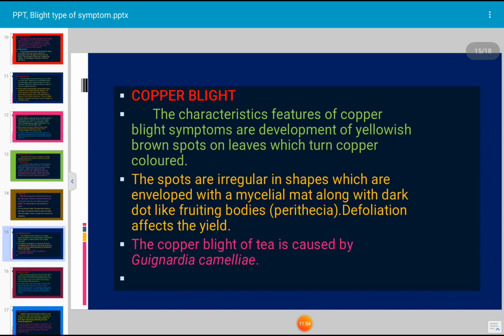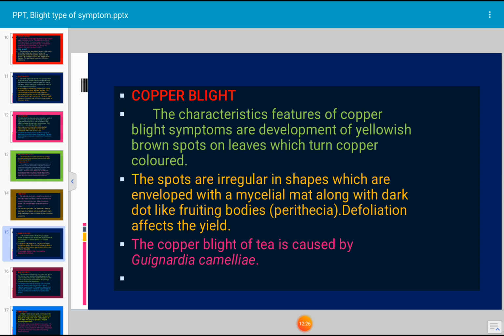This is copper blight. Another type of blight symptom is copper blight. The characteristic feature of copper blight symptoms is the development of yellowish brown spots on the leaves which turn copper colored. The spots are irregular in shape and are enveloped with a mycelial mat along with dark dot-like fruiting bodies called perithecia. Defoliation affects the yield of the crop.